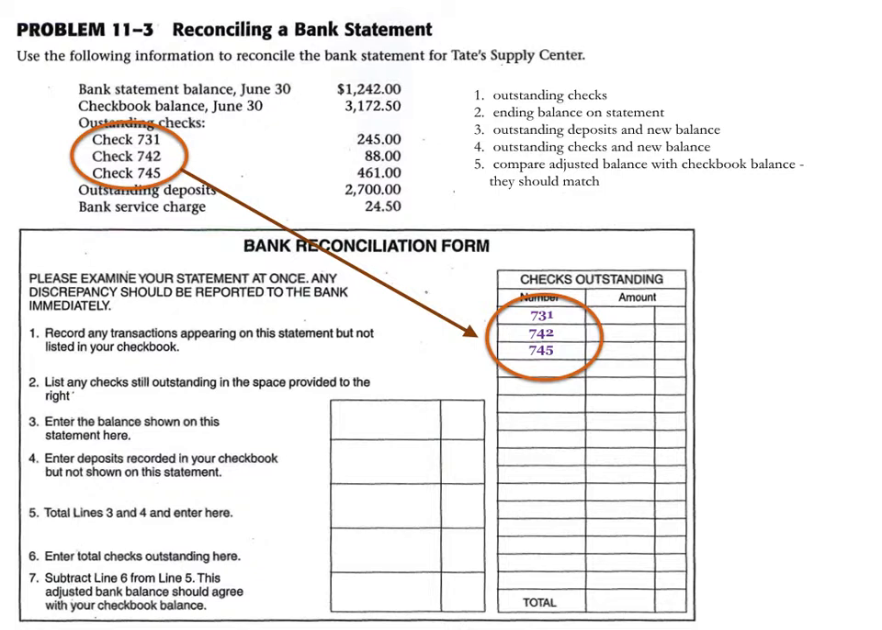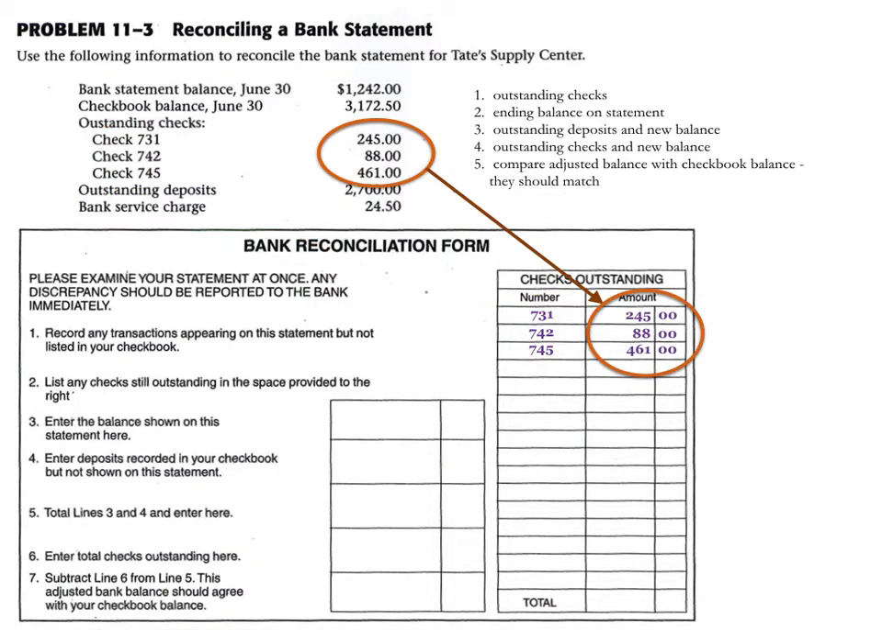So here's an example, a process. Let's walk through this process now that we know the parts and the steps of actually reconciling a bank statement. So the first step, we take our checks. We write the check numbers on our checks outstanding. We write their amounts, $245, $88, and $461, and then we total them up for a total of $794 at the bottom.